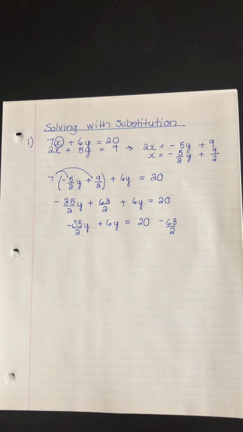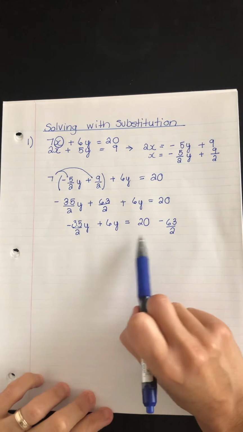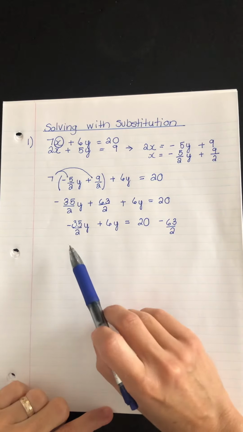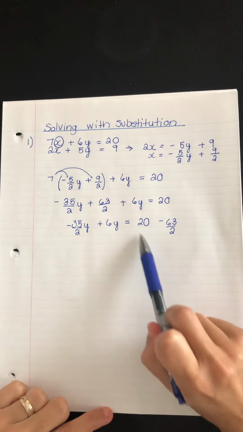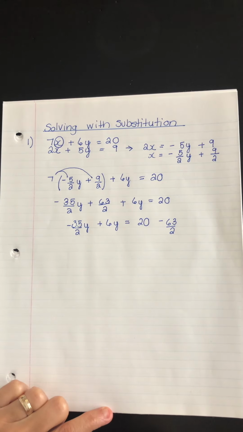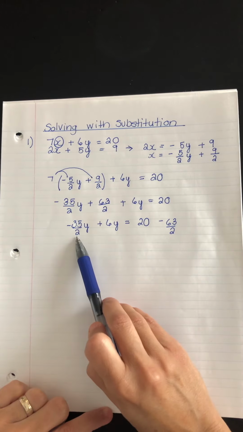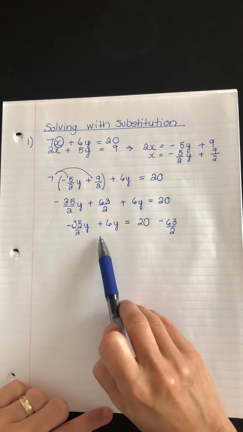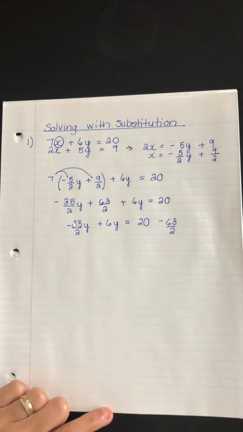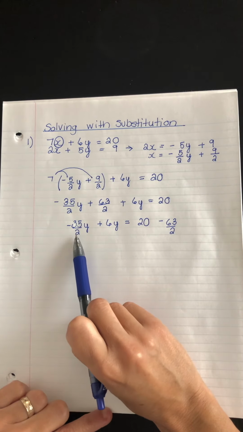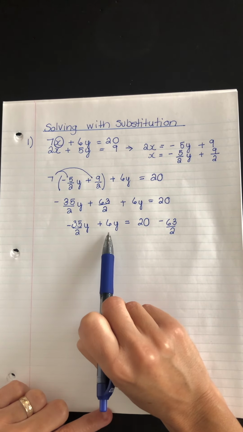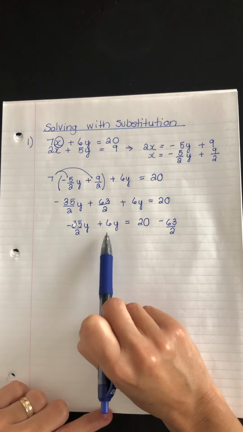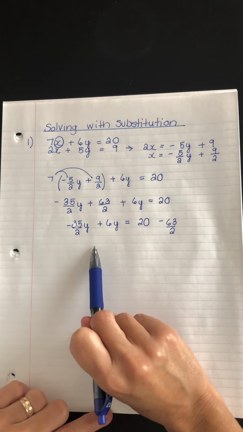All right, so this is the only part where really we have to worry about the fractions. So what we want to do is figure out how many y's we have here and how many y's we have here. So we have negative 35 over 2 plus 6. So you might know that that's the same as negative 35 over 2 plus 12 over 2. So you can get a common denominator, and then that'll give you negative 23 over 2.